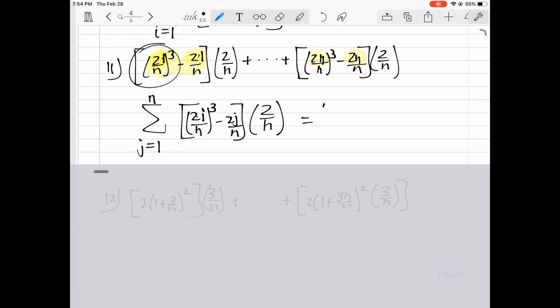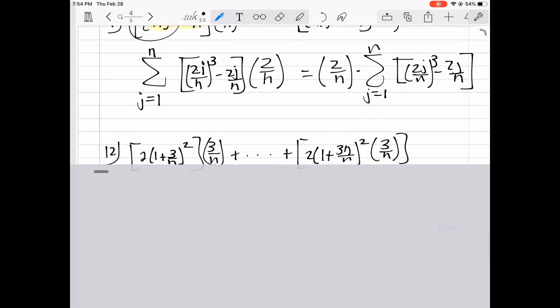All right, and since you see the 2 over n is going to be a constant in every single term, we can actually factor it out. And we say that this is 2 over n times the sum from j equals 1 to n of this whole thing here: the quantity 2j over n, cubed, minus 2j over n, close your brackets.